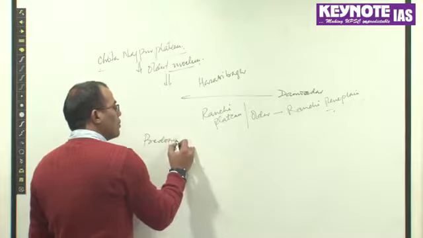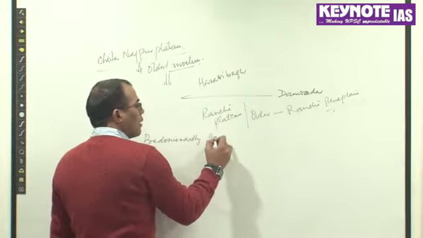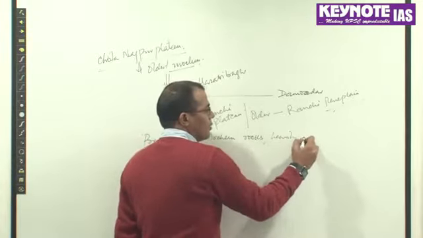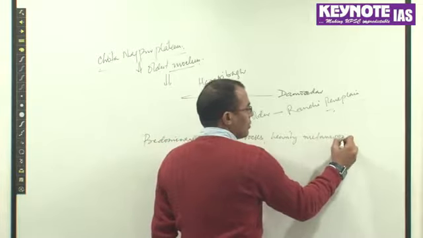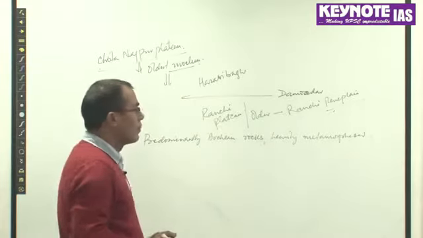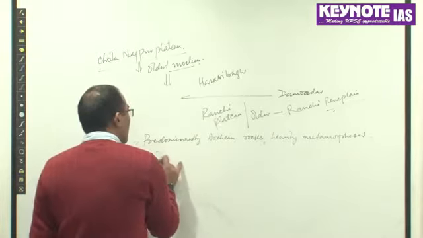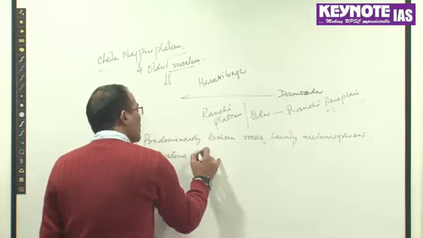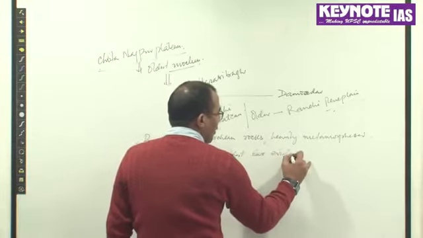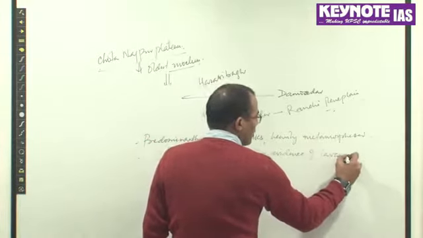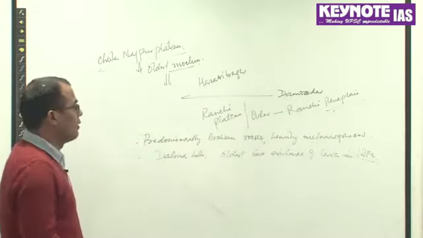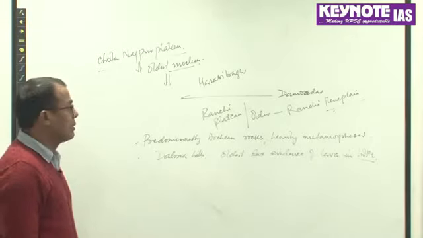Predominantly Archean rocks, heavily metamorphosed. Right? For example, Dalma Hills in Ranchi Plateau is the oldest evidence of lava in India. Oldest evidence of lava in India is Dalma Hills.